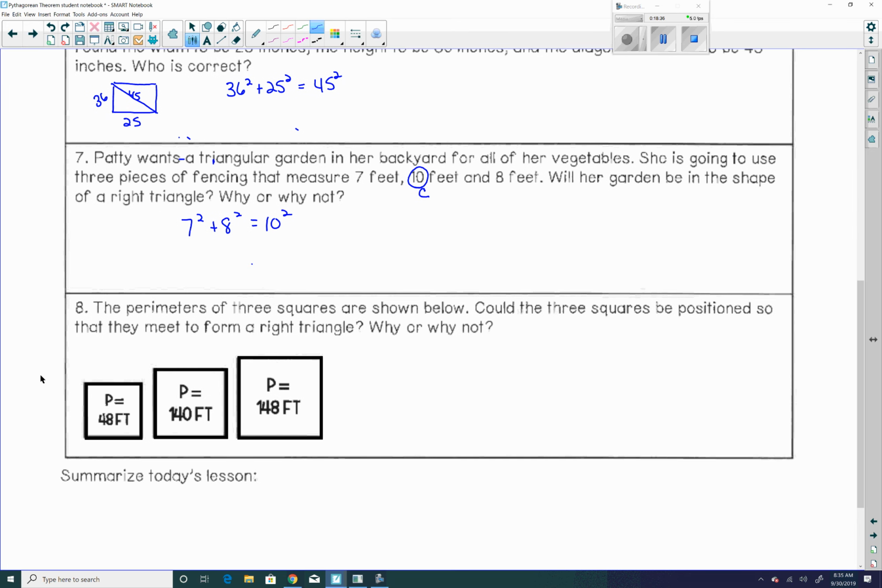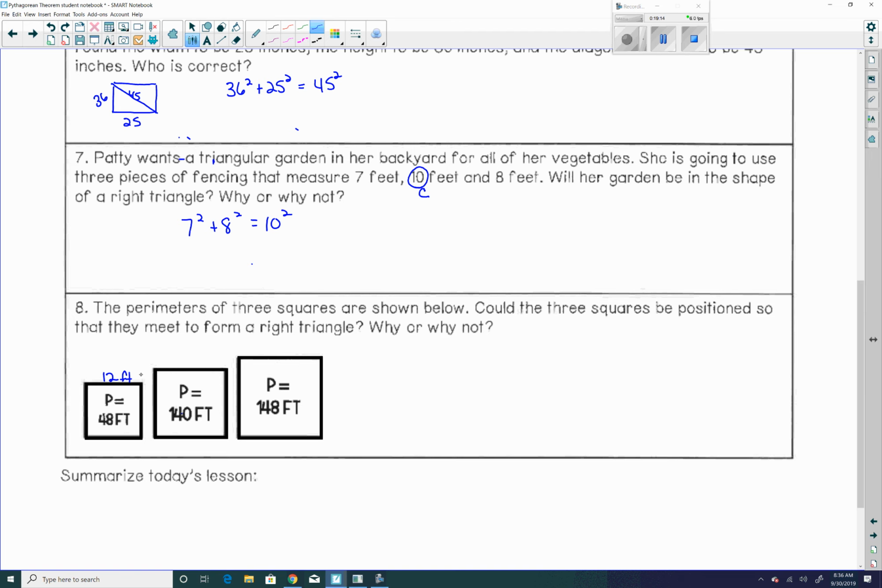The last one. The perimeters of 3 squares are shown below. Could the 3 squares be positioned so that they form a right triangle? Why or why not? Well, the perimeter is the distance all the way around. So the length of this side plus this side plus this side plus this side is going to be 48. So the way you figure out one side is to divide that by 4. So 48 divided by 4 is 12. So one side length of this little square is 12. And these are feet, I guess.